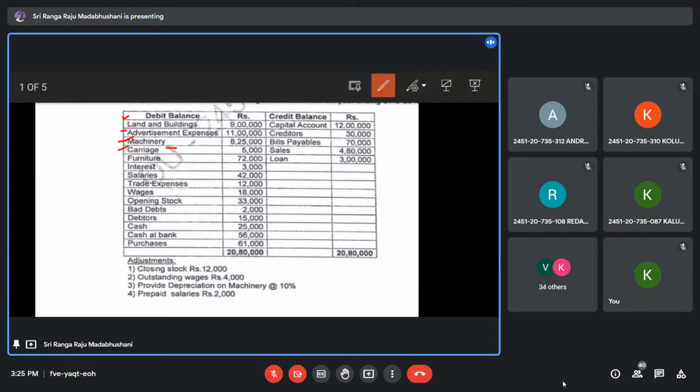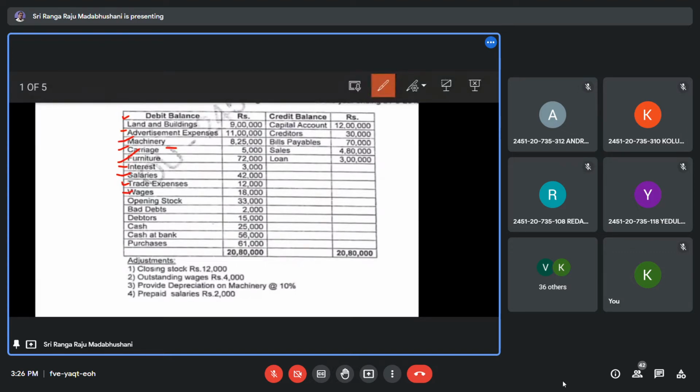If it is on purchase, or we call it inward, then it is trading account. On sales or outward, then profit and loss account. So here nothing is there, then it is trading account. Furniture, asset. Interest, profit and loss account. Salaries, profit and loss account. Trade expenses, profit and loss account.